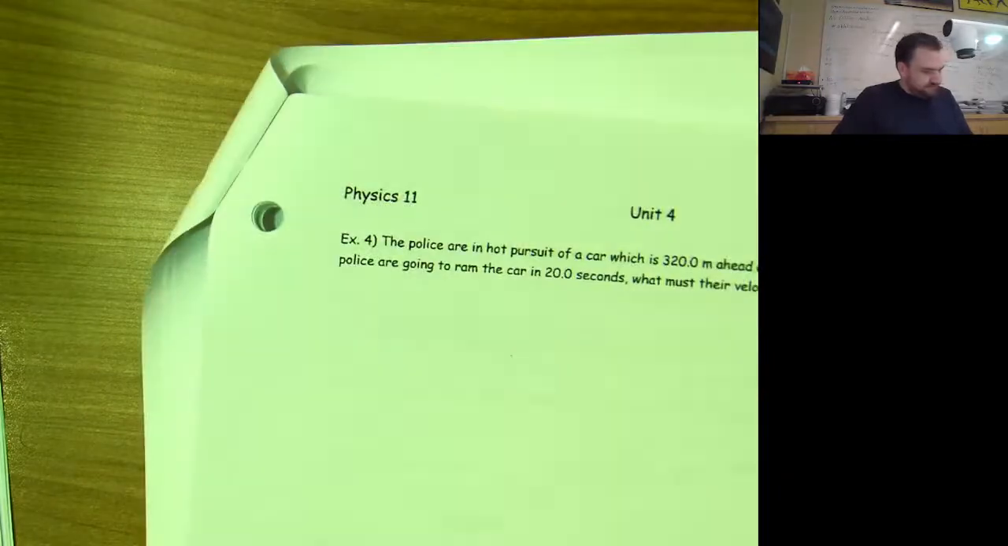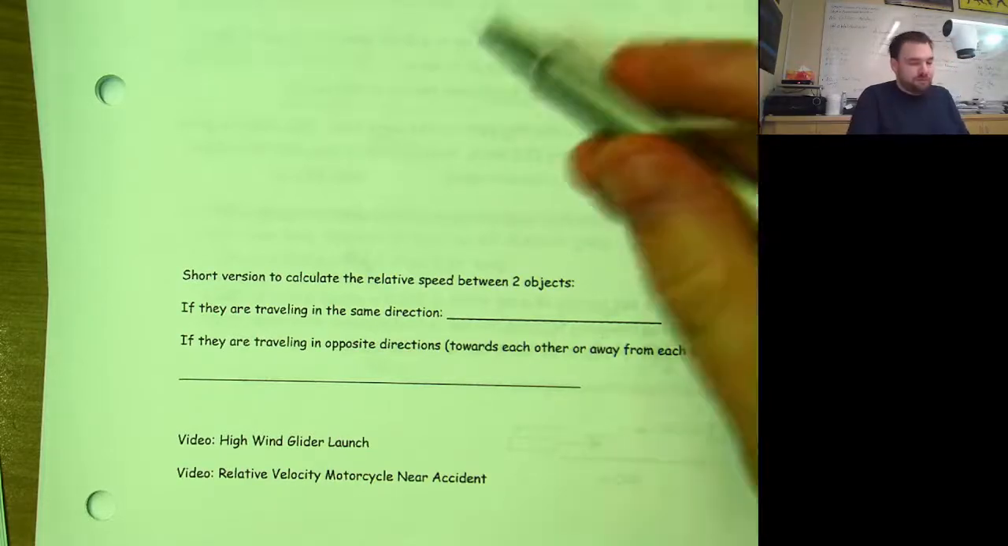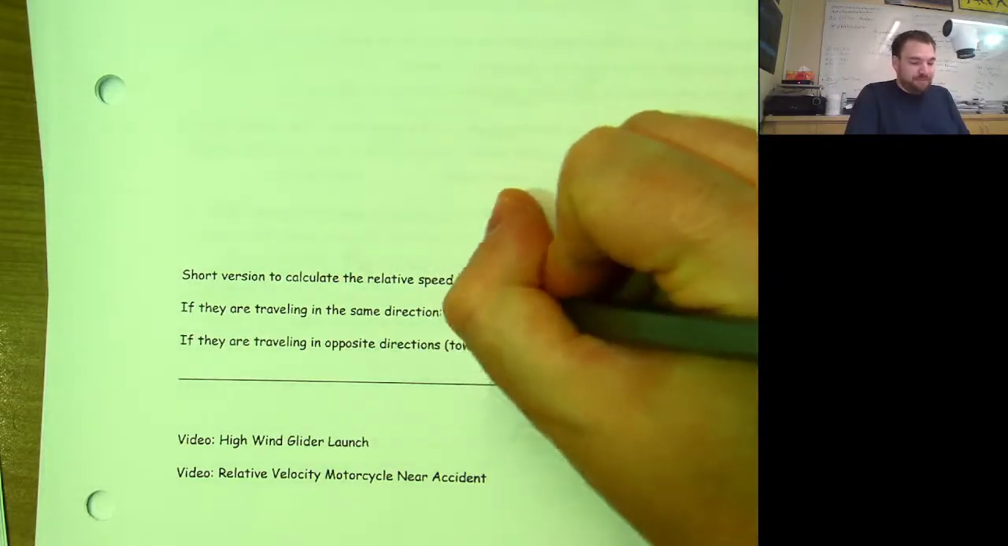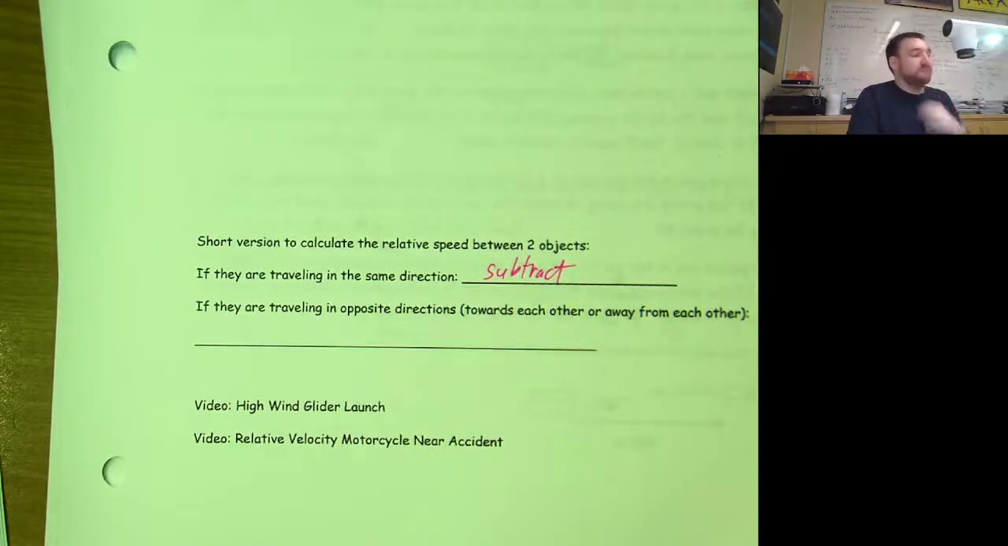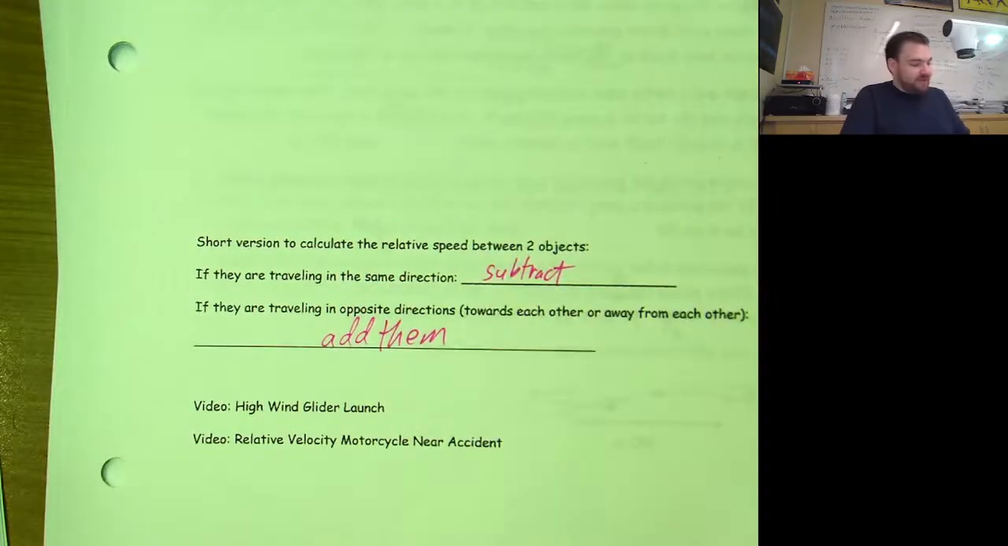So if that's enough review, let's skip way ahead. We'll just jump down to here. The short version to calculate the relative speed if they're traveling in the same direction: subtract them. If they're traveling in opposite directions, either towards or away from each other, you add them. And there's more videos there, but I don't think I need to convince you. So I think we're just going to keep going.